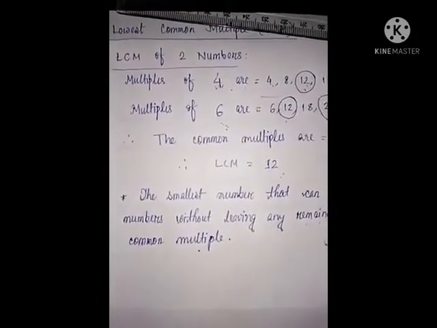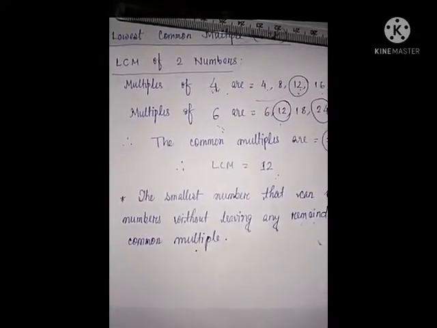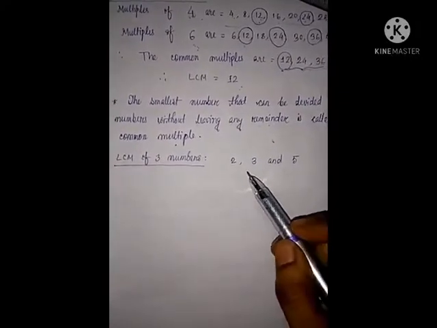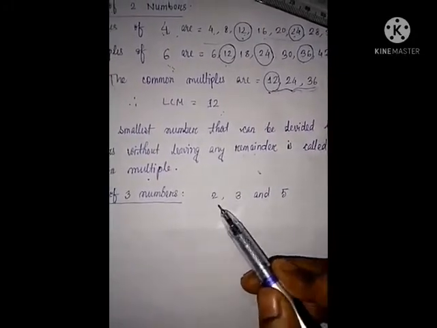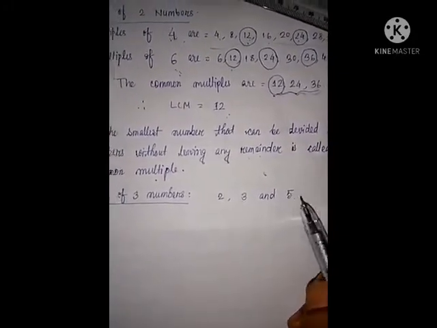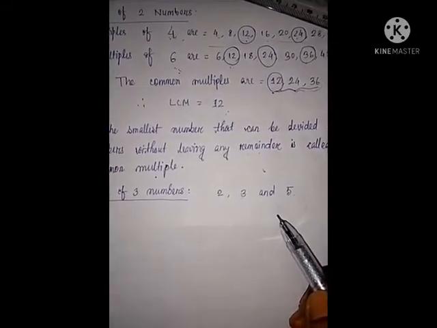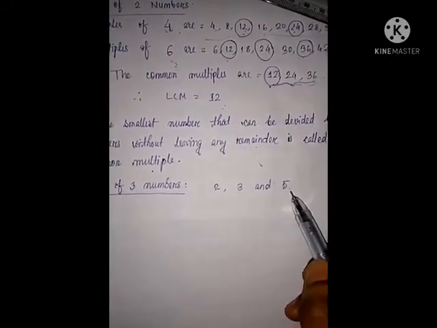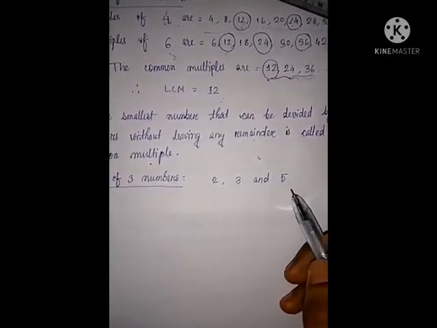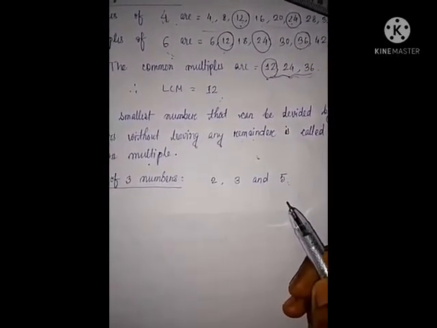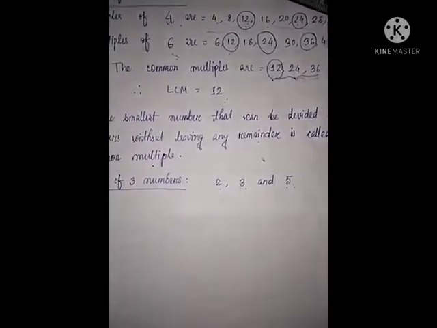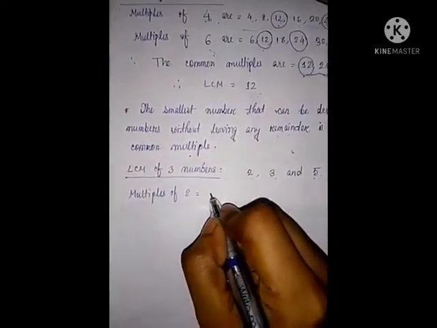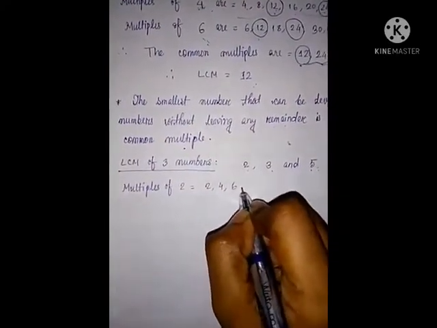Understand? Now see how to find the LCM of 3 numbers. We are going to find the LCM of 3 numbers. I have written 3 numbers here, 2, 3 and 5. First of all, what do we have to do? We have to first write multiples of these 3 numbers. For better understanding, I am going to write the first 10 multiples of each of the numbers. Multiples of 2 are 2 ones are 2, 2 twos are 4.